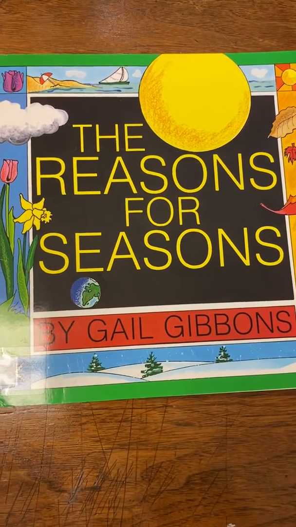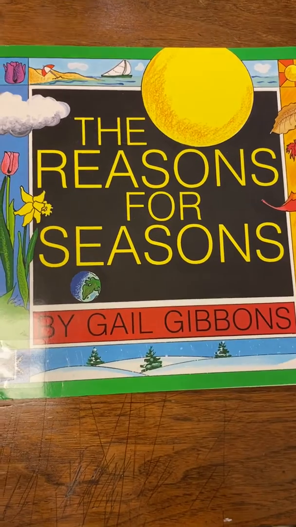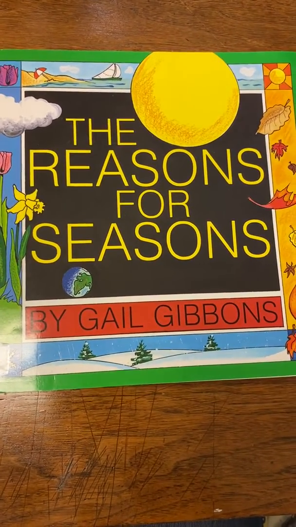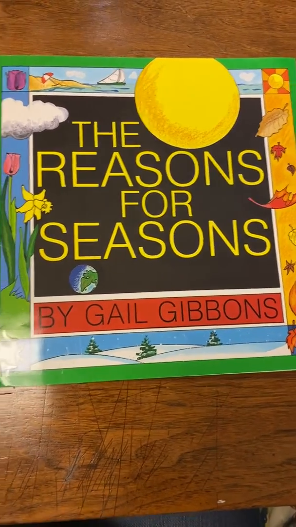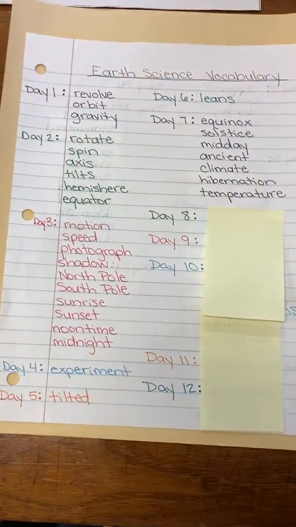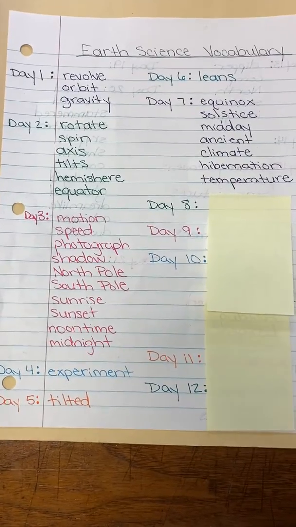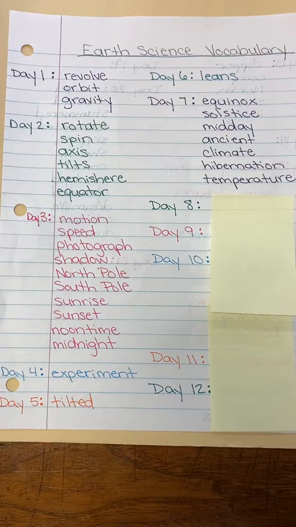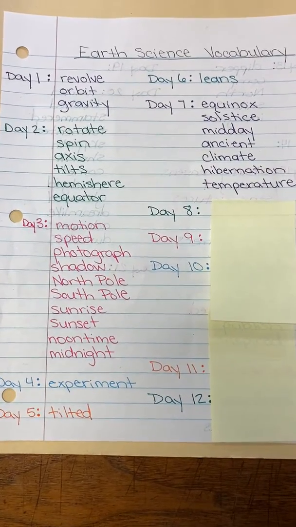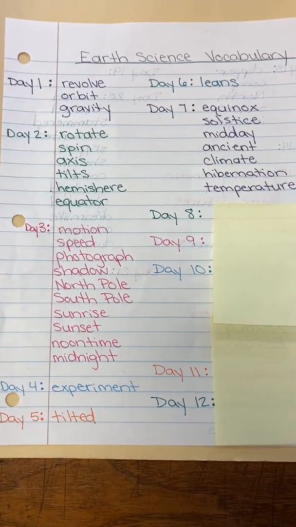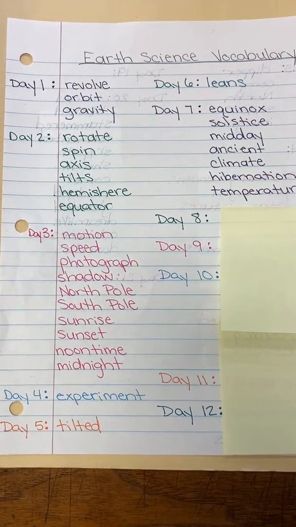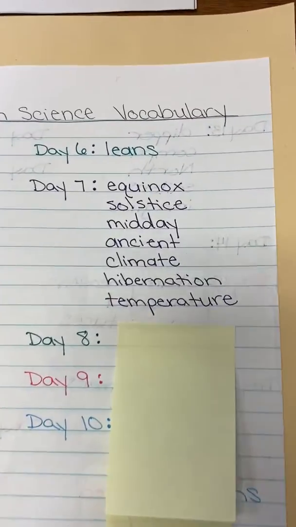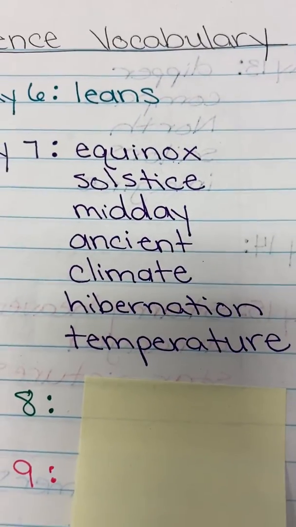Today, for our interactive read aloud and our daily task, we are going to read The Reasons for Seasons by Gail Gibbons. For parents, we have already discussed the vocabulary words on days 1 through 6. So if you need to pause this video and write these down or take a screenshot of these, days 1 through 6, we have already learned and discussed. Some of those will be repeated in this book, but day 7 are the words that we are learning today.